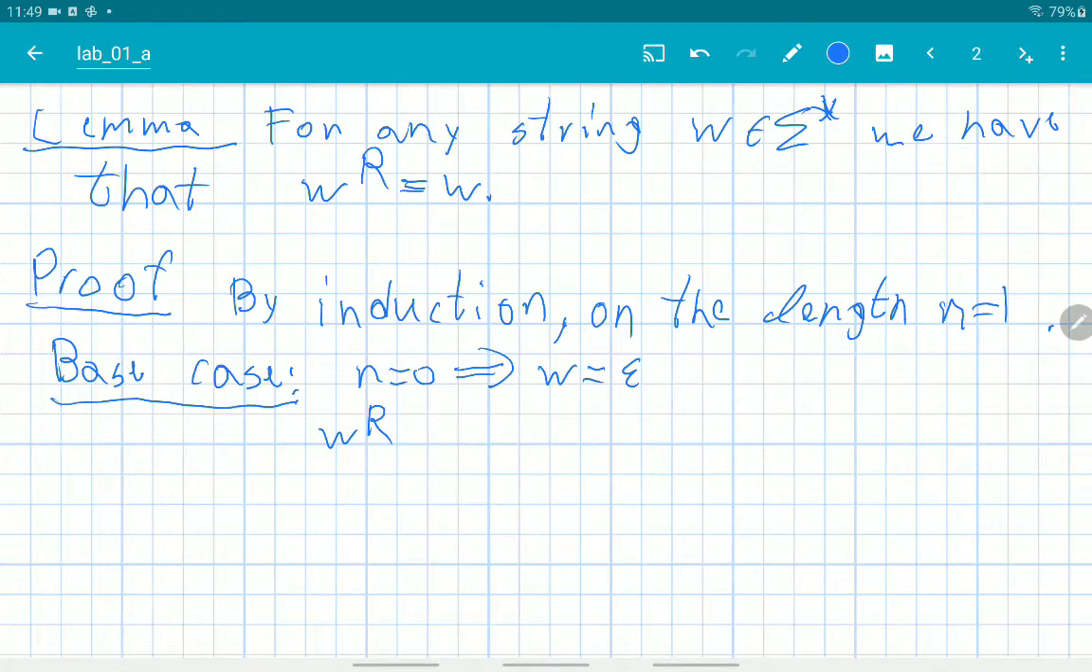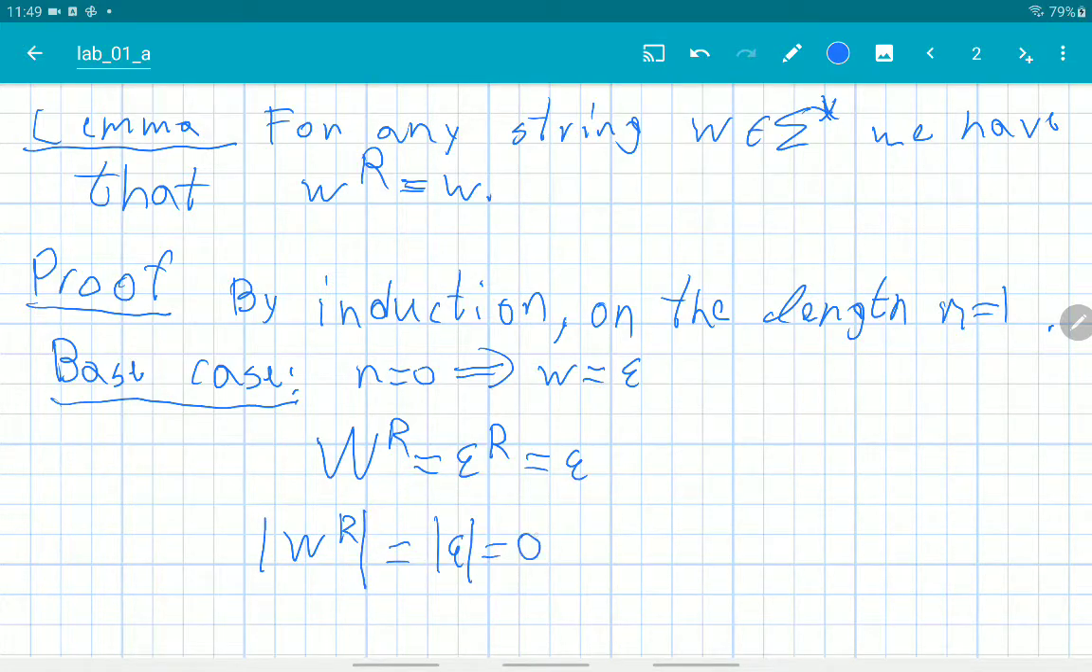Okay, so w^R, maybe I should write the w bigger and the R smaller. So this is just epsilon^R, which is equal to epsilon, okay? And now we have what we want, right? The length of w^R is equal to the length of epsilon, which is equal to 0, which is equal to the length of epsilon, you don't say, which is equal to the length of w. Okay, so that was the base case.